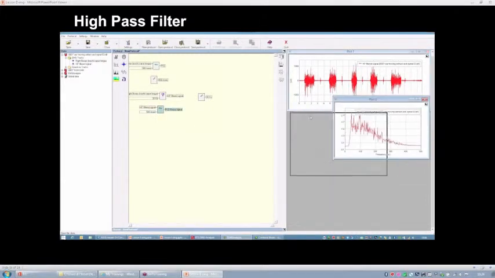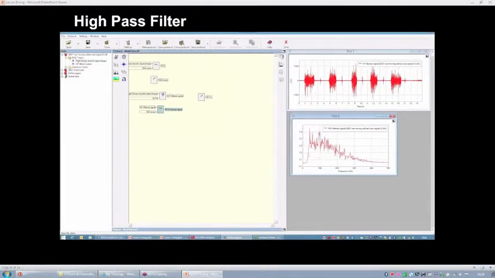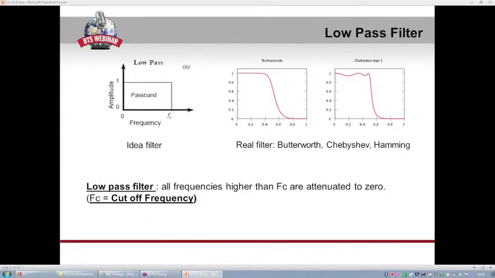So this is a typical spectrum coming from a good EMG signal. Okay? So this is just to give you an idea about how to use a filter. Another type of filter that can be used is the low-pass filter. In this case, all the frequencies higher than the cutoff frequency will be attenuated to 0. Also in this case, we call FC the cutoff frequency.